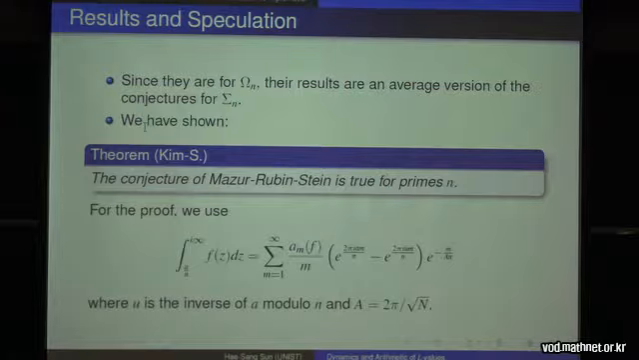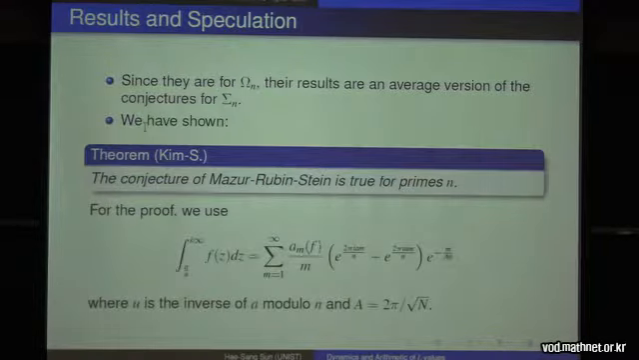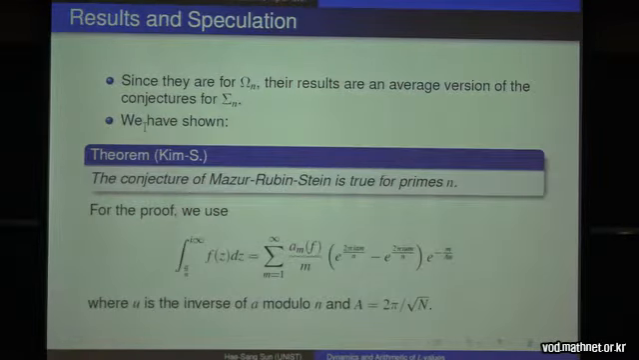Another result is this. Kim and myself, Kim is Myung-il Kim at UNIST, we show that the first conjecture of Mazur-Rubin is true for prime n. So in this case, it is the sigma n version. We show this for prime n, when n runs through prime numbers. But that is not that serious a restriction, I guess.